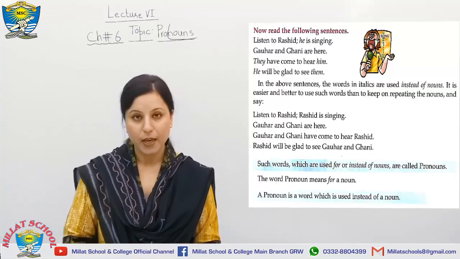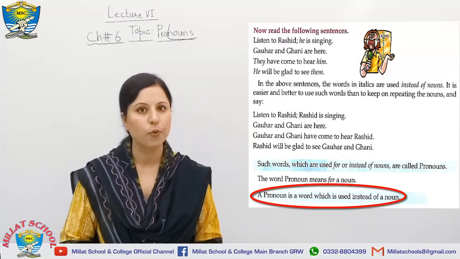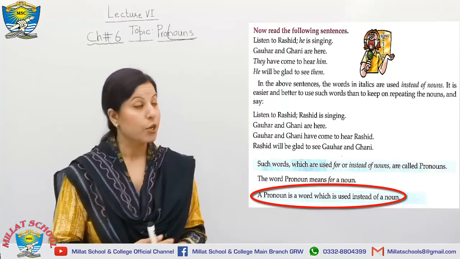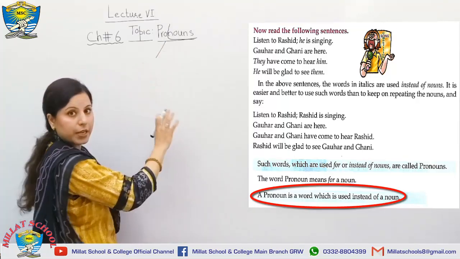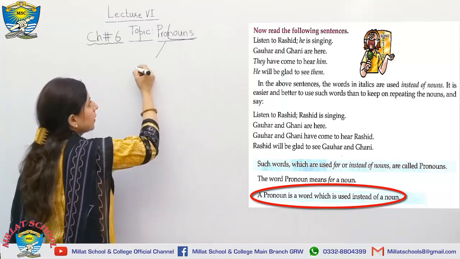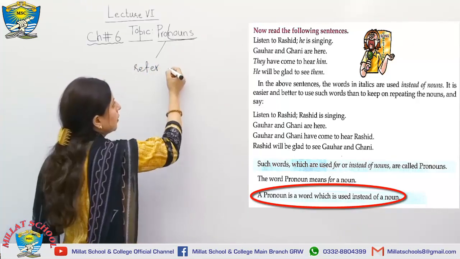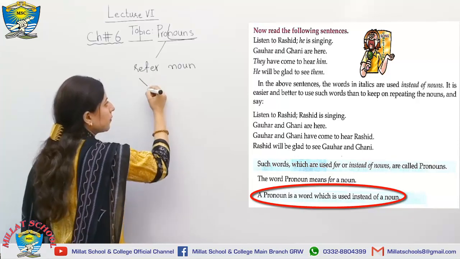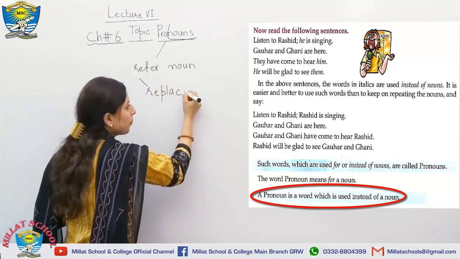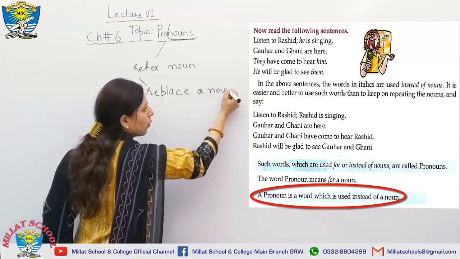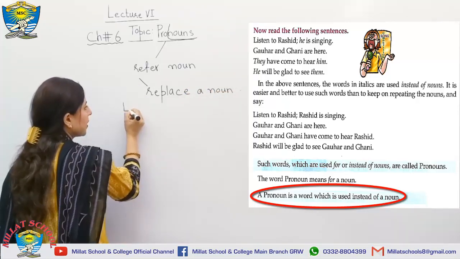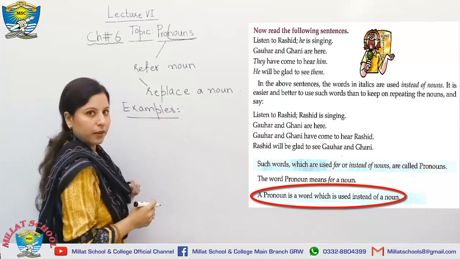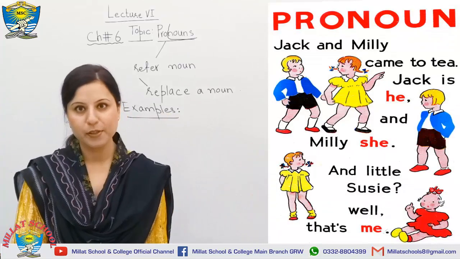What is a pronoun? It is used in place of a noun. This is the definition of it. So it means that we are using these words that refer to a noun. First thing about the pronoun is that it refers to a noun. For what? It replaces. Yes, it replaces a noun. How is it going to be replaced? Let's see some examples of pronouns.